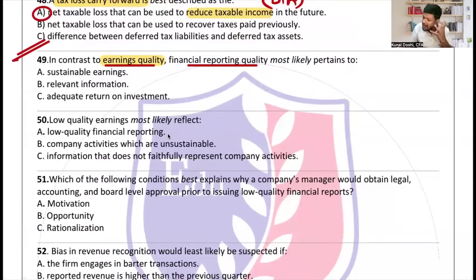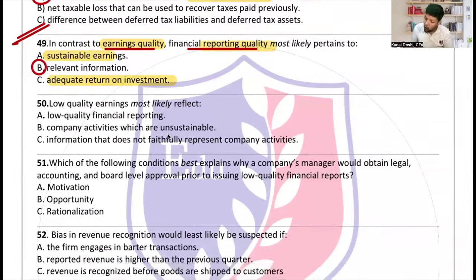Earnings quality is whether the earnings are sustainable, meaning consistent, and whether they are enough to pay the capital providers, that is, adequate. So earnings quality talks about the sustainability of earnings. Reporting quality is more related to corporate governance. It tells whether the company's financial report has enough information, is transparent, and is in compliance.